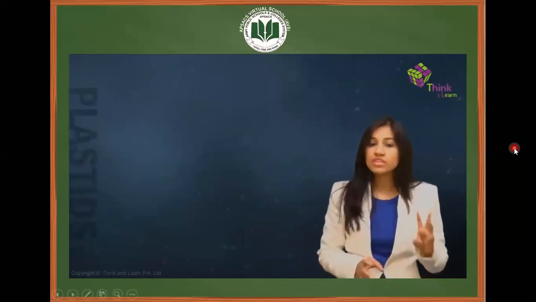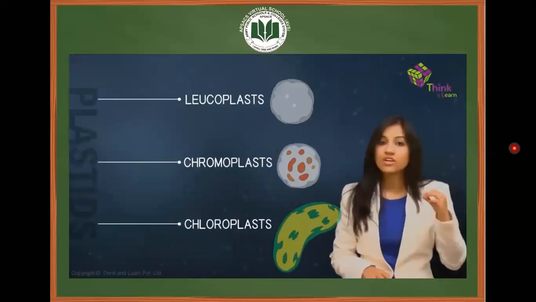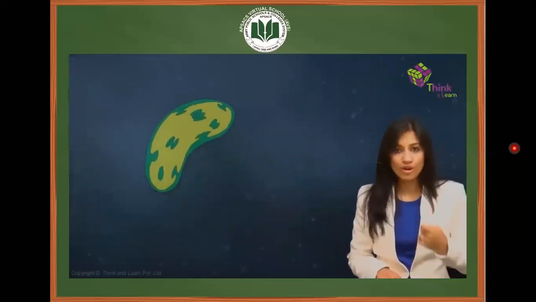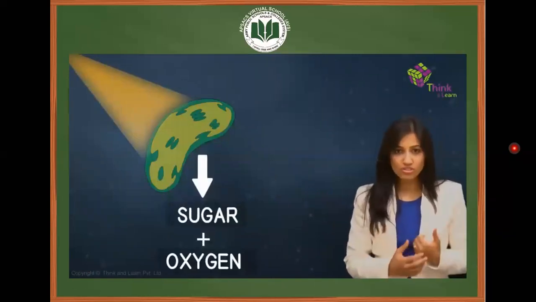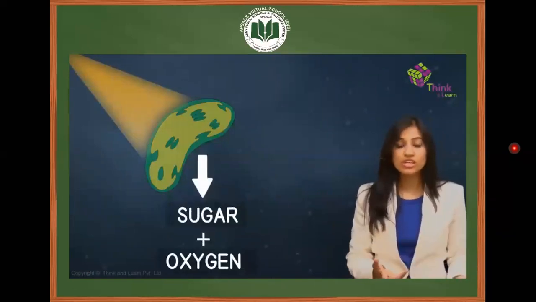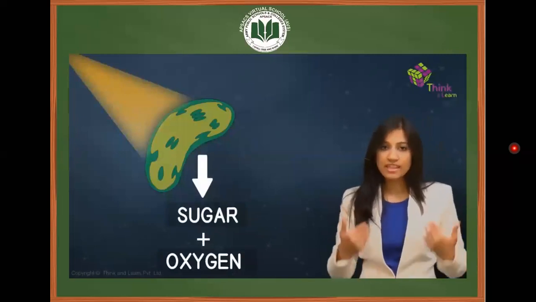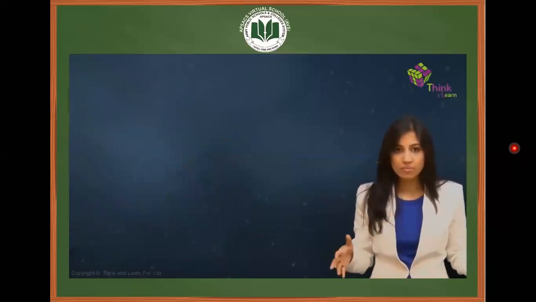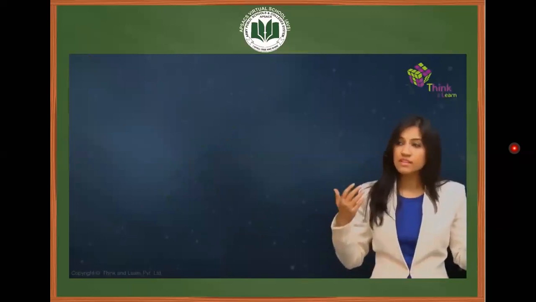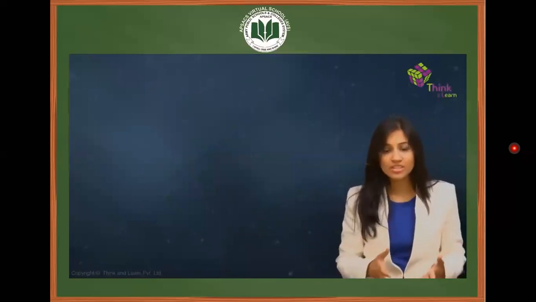So plastids are of three types: leucoplasts, chromoplasts, and chloroplasts. And chloroplasts are the most important of them. What they do is convert light into sugar and oxygen. The plants don't need the oxygen, so they get rid of it and give it to us to breathe and be alive. All the green parts of the plant that you see, the non-woody stem, the leaves, the unripened fruits, all of them contain chloroplasts. So we'll get into more detail about a chloroplast.